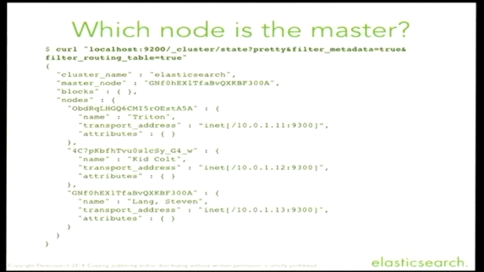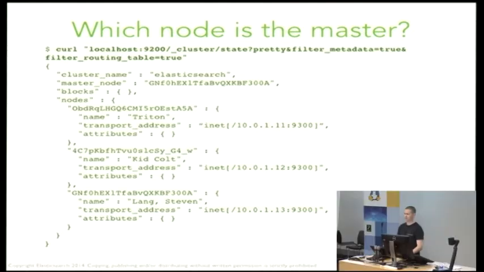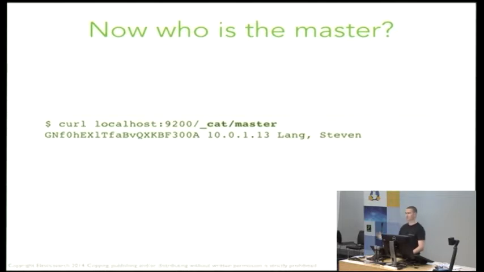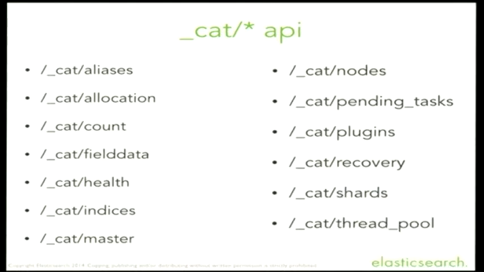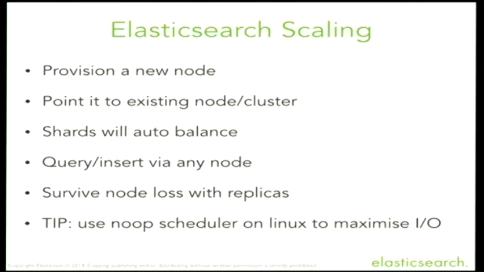You can tell, it's the bottom one, right? That's not very easy to read. Now it's super easy to read. So the CAT API has a whole bunch of endpoints here. Really handy for doing quick CLI checks, or if you want to build things around Nagios plugins, that sort of thing. Very, very handy. Around monitoring, there are some community plugins. We also offer a Marvel plugin, which is free for dev use. It also comes included with a support contract.